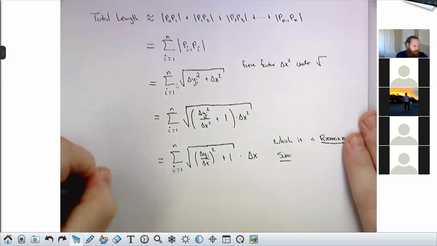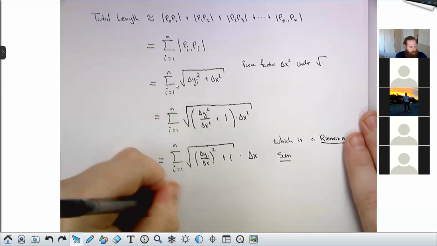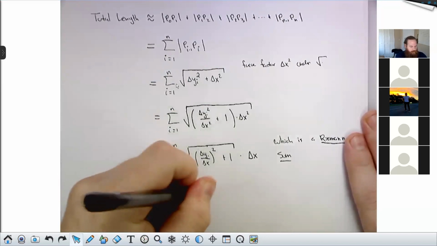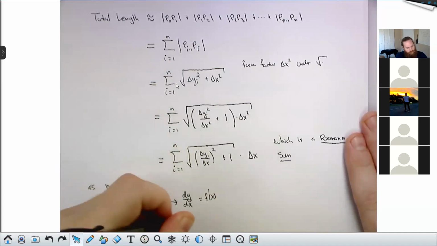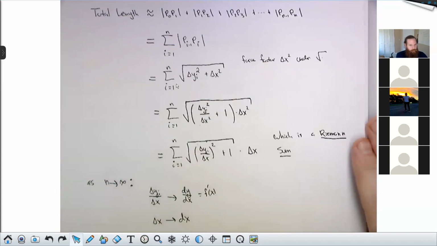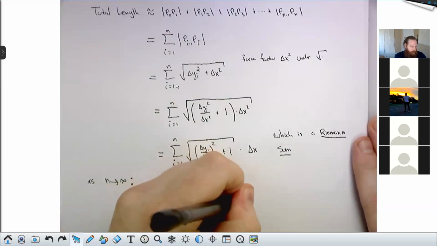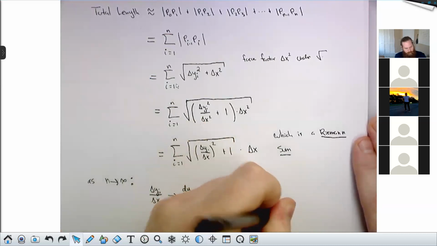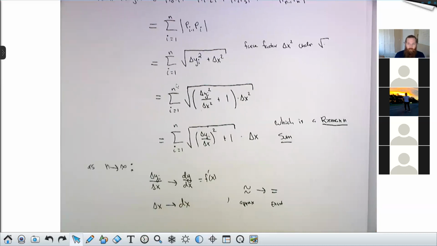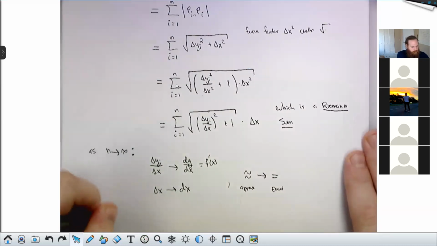As n goes to infinity, the following things happen. Delta y_i over delta x goes to dy/dx, which is f prime of x. And delta x goes to dx. So this total length is approximately this. And as n goes to infinity, the other thing that happens is the approximate becomes exact. If I were to use infinitely many of those little pink segments, then I would get the actual length. The more and more, shorter and shorter segments I use, the more accurate this approximation becomes.